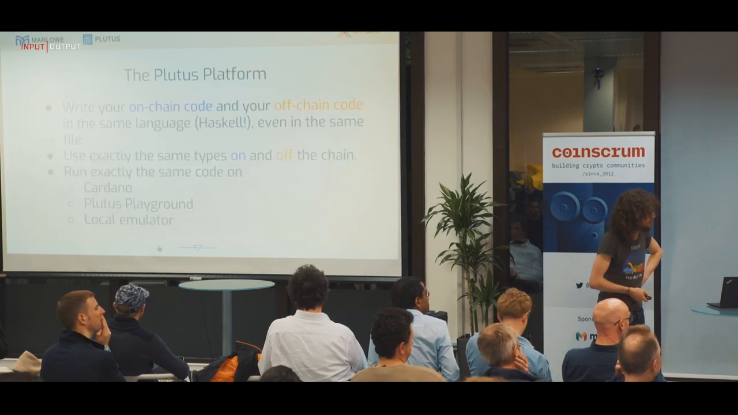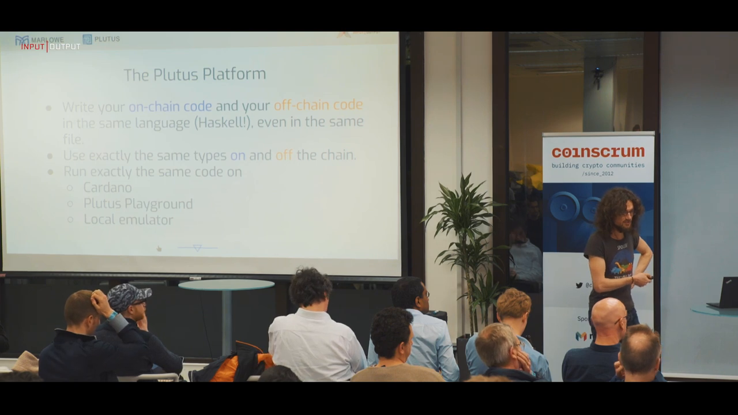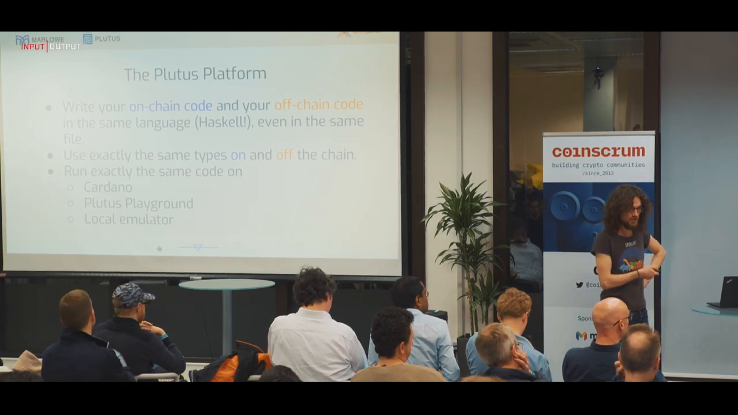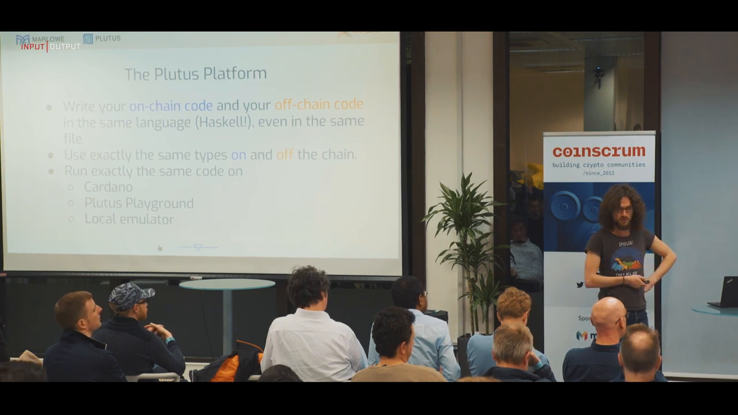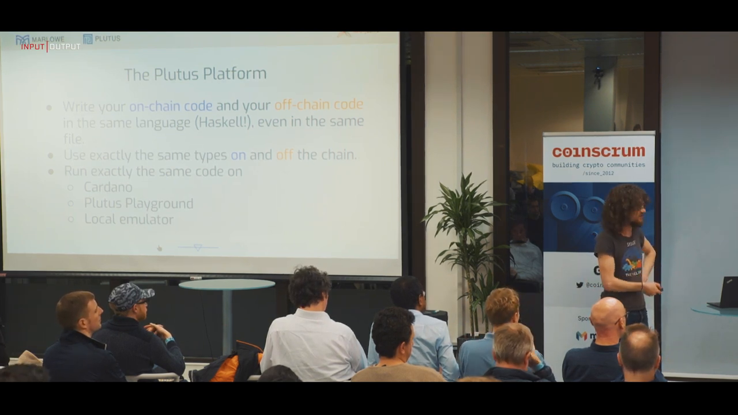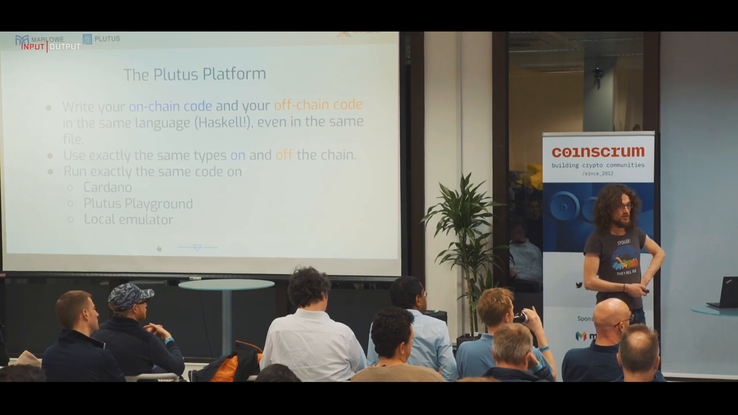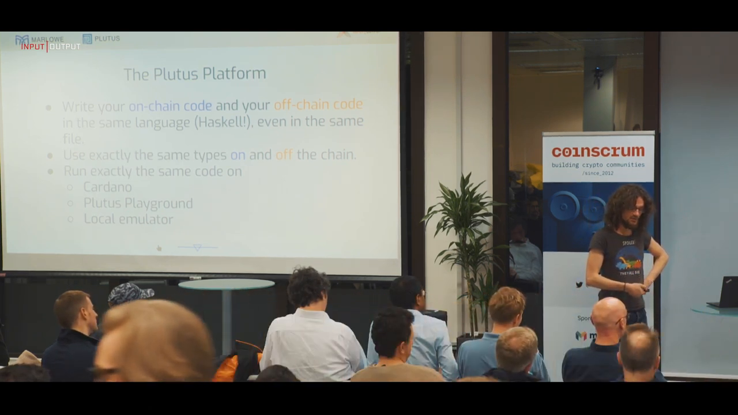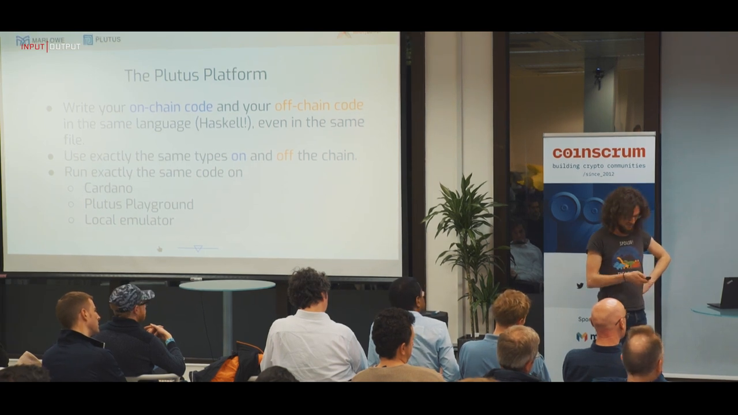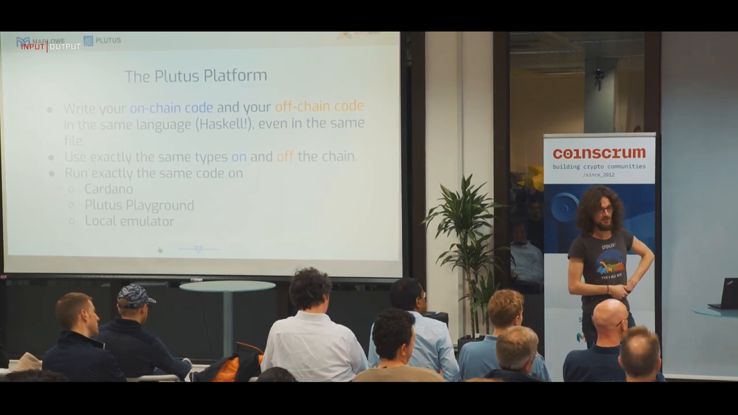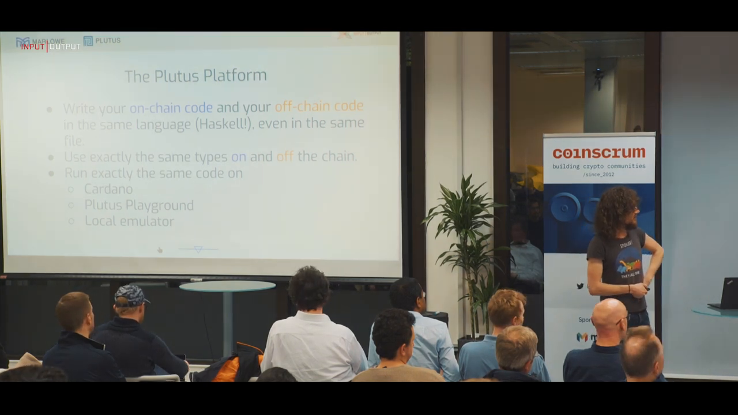I should just say one other thing. How do we do this? How do we write our stuff in the same language? Didn't I just tell you that we were writing Haskell and all the stuff that goes on the blockchain is in Plutus Core? I did, and that was true. So what we do is we compile Haskell into Plutus Core, which I thought was a terrible idea to begin with, but actually worked surprisingly well.